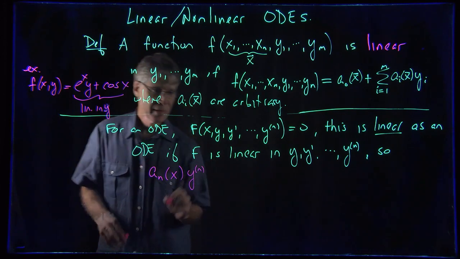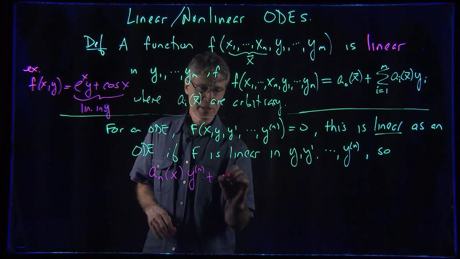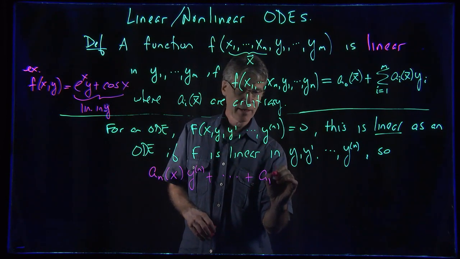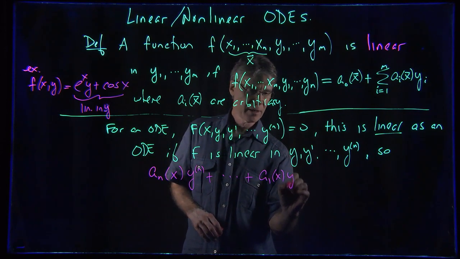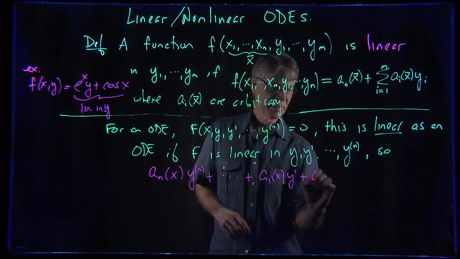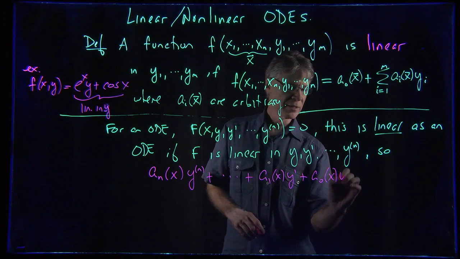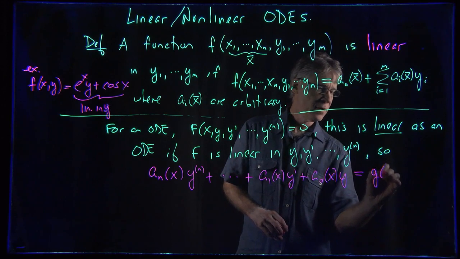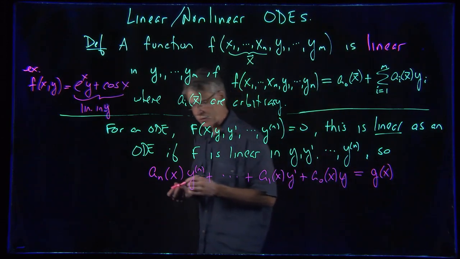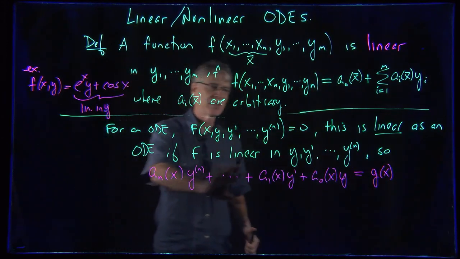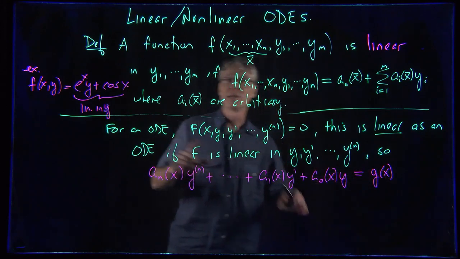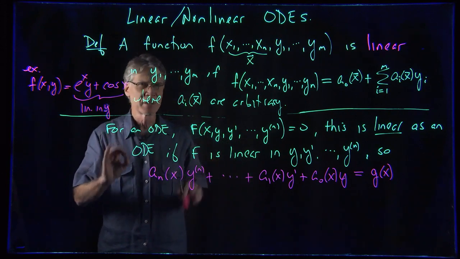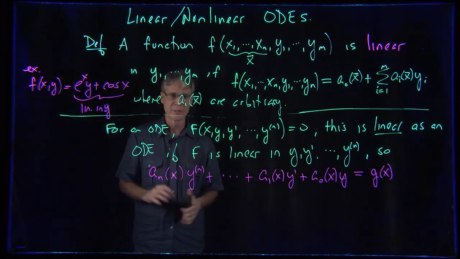y to the nth derivative, plus, follow this pattern, that's what the ellipses are, a1 of x, y prime, plus a0 of x, y, and then something off by itself. And we'll call that g. The reason why I'm using a's here and a g here is because later on when we study linear differential equations of this particular form, this is going to be very useful for us. This particular format you're going to see again.